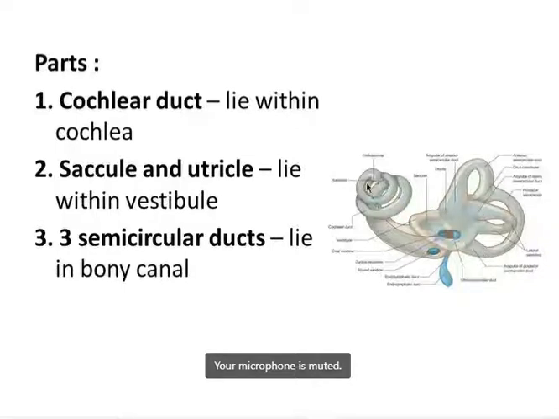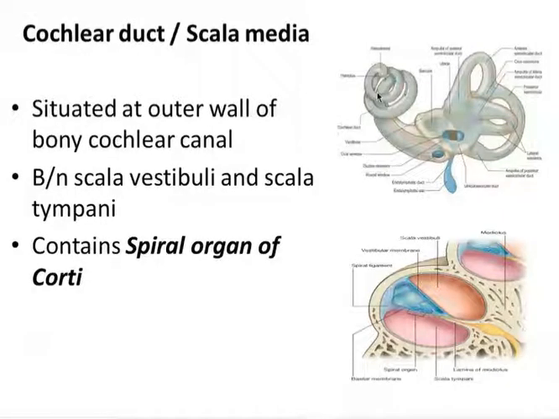So inside the cochlea there is a cochlear duct. Inside the vestibule, there are saccule and utricle, and inside the three semicircular canals, there are three semicircular ducts. So, what are the different parts of the membranous labyrinth? Semicircular ducts, saccule and utricle, then the cochlear duct. Now, come to the cochlear duct, which is also known as the scala media.